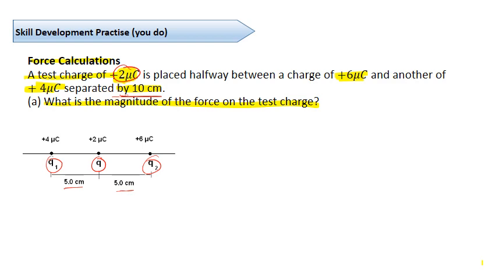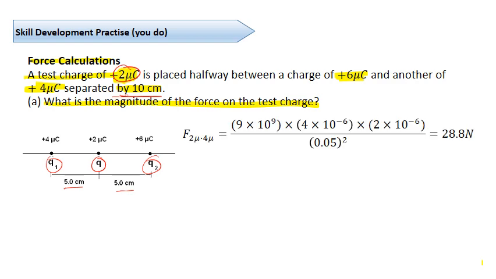So what we might do is find the force exerted on the test charge by Q2, find the force exerted on the test charge by Q1, and then we'll subtract them and see what happens. First things first, let's find the force on the test charge and the Q1 that I've called here. Substituting in known values, we get 9 times 10 to the 9 times 4 times 10 to the negative 6 times 2 times 10 to the negative 6, whole thing divided by 0.05. Keep in mind I've converted to meters here. I get my answer 28.8 newtons.